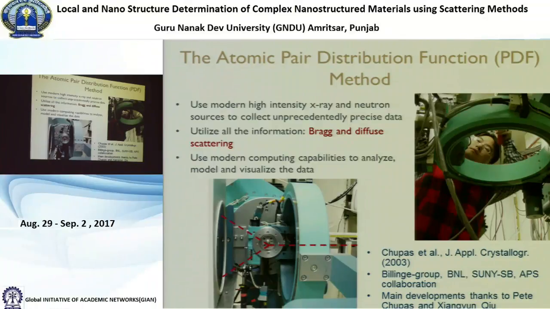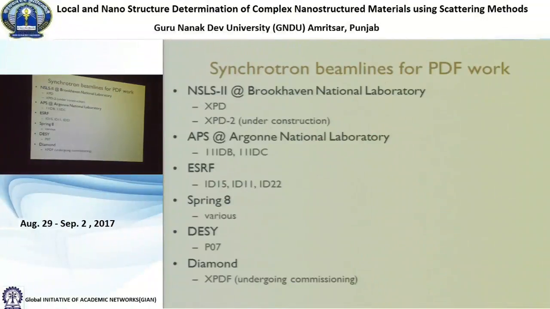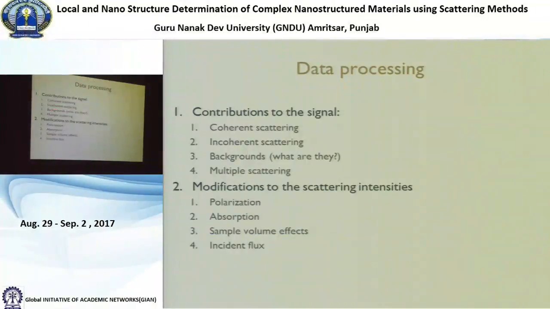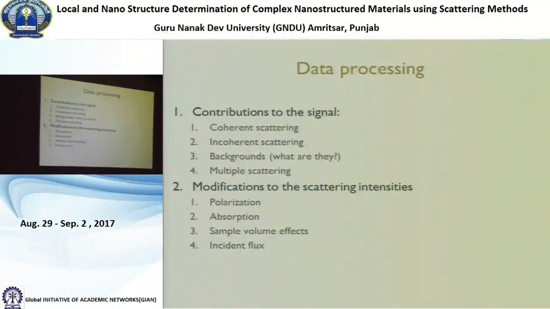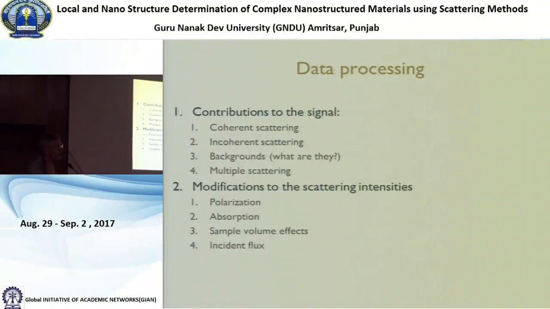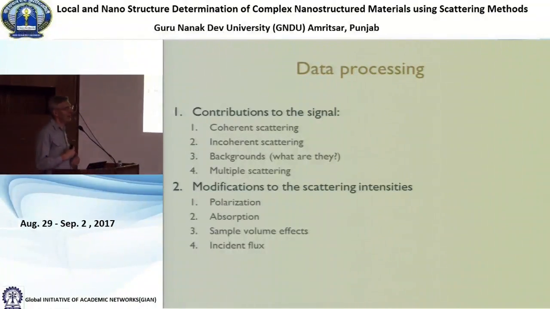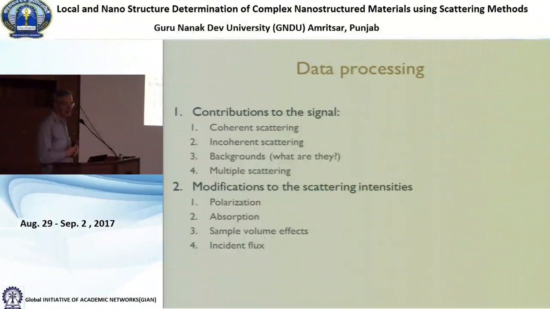Neutrons will get into your detectors from everywhere. So these are backgrounds that have to be subtracted. There's also multiple scattering. The equations that we use to obtain the PDF, this Fourier transform, assume that only one scattering event happened in the sample. This is a good approximation if your sample is weakly scattering.